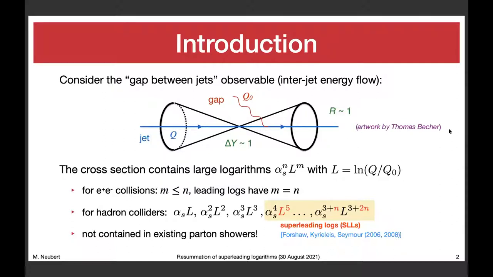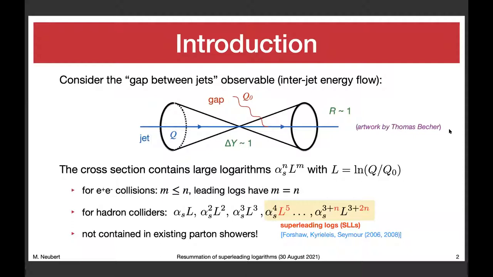Now, this is an example of a cross-section that has this unusual kind of logarithms. They're logs of the type alpha_s^n log^m, where the large log here is the ratio of the energy of the incoming partons, so that's the partonic center of mass energy, divided by this veto scale Q_0. Now, in e+e- collisions, these logs are single logarithmic, so for each power of alpha, we get at most one log, and they're called non-global logs. I will come back to them later.